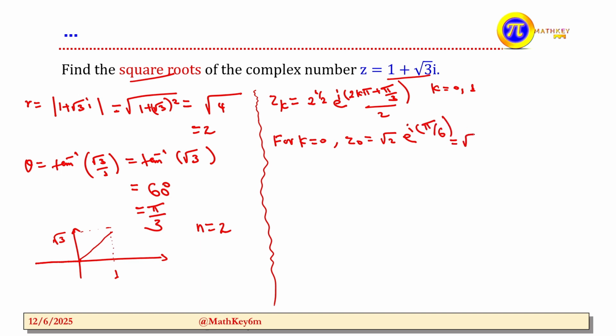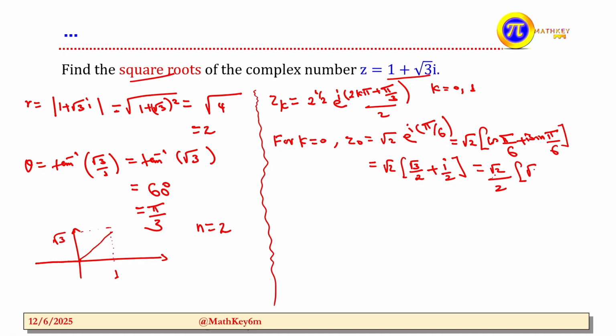This is equal to the square root of 2 times cos of pi over 6 plus i sine of pi over 6. Cos of pi over 6 is equivalent to cos of 30 degrees, which is root 3 over 2, plus i sine of pi over 6, that means sine 30 degrees, which is equal to half. So the result becomes, if we take 1 over 2 common, root 2 over 2 times root 3 plus i. This is one of the roots.